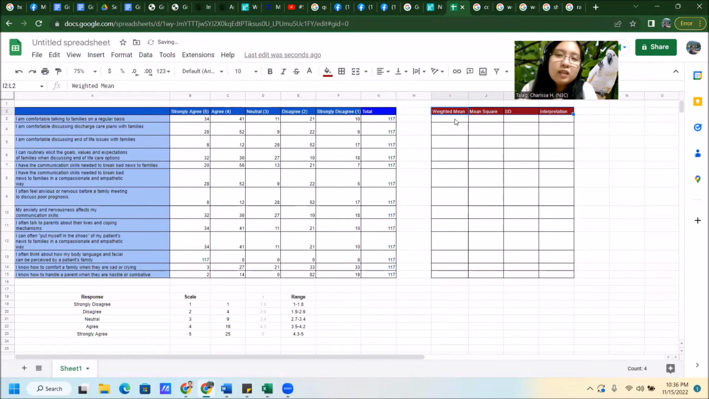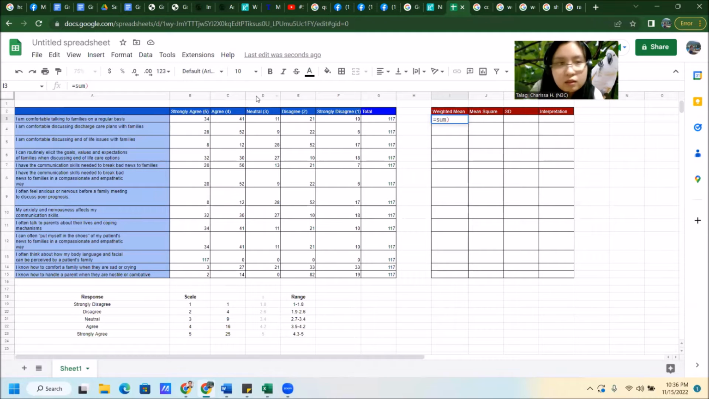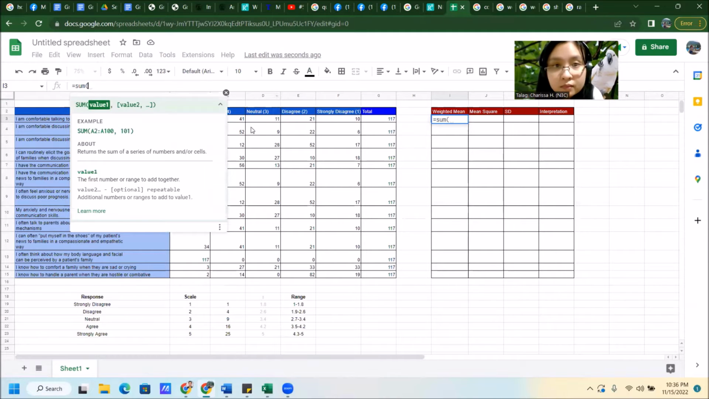How to compute for the weighted mean? Now we will use the function sum.